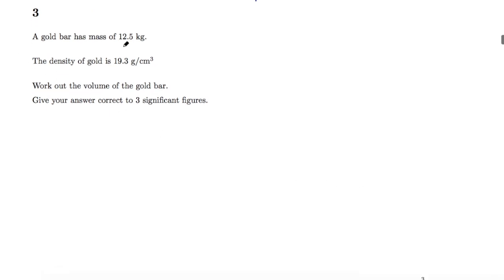Question 3 says a gold bar has mass of 12.5 kilograms. The density of gold is 19.3 grams per centimeter cubed. Work out the volume of the gold bar. Give your answer correct to 3 significant figures. So you might have seen this triangle before, comparing mass, density, and volume. And it looks like this.